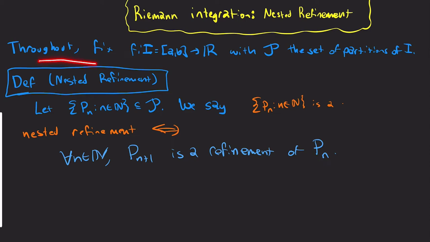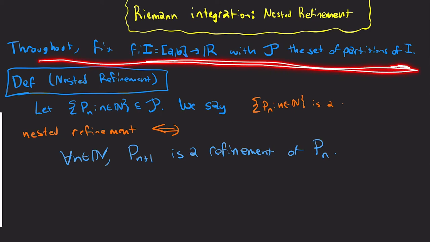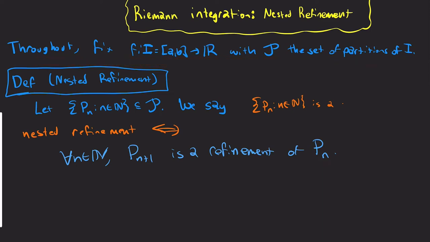Because all our assumptions so far have been kind of repetitive, throughout I'm just going to fix f to be a function defined on a closed interval I equals [a, b], and script P to be the set of all partitions of I. If you wanted to, you could write all these out at the top of each of the things that we're going to discuss in this video.